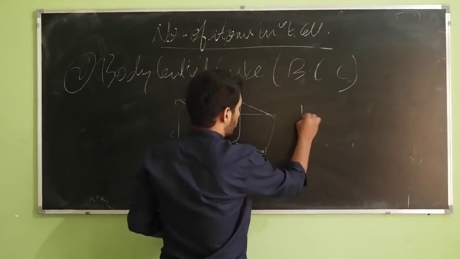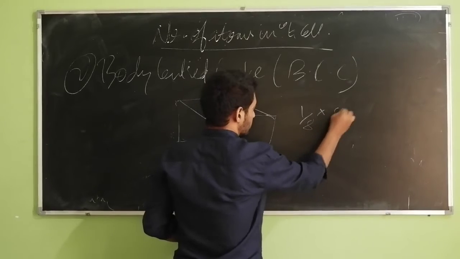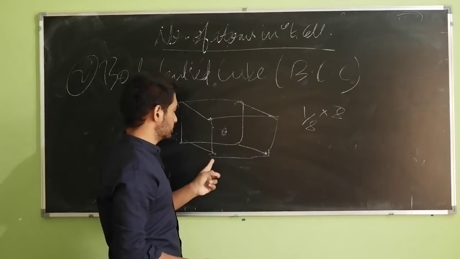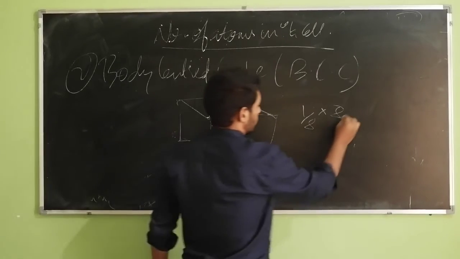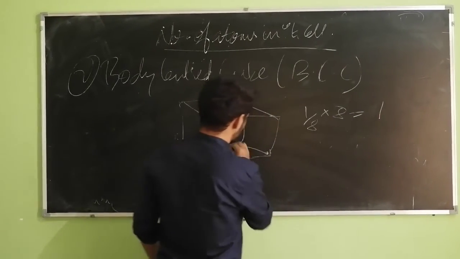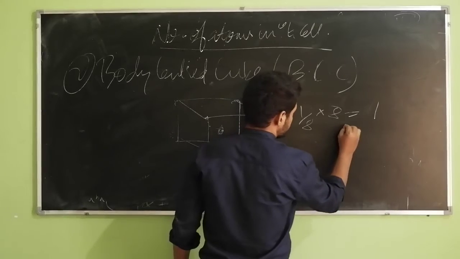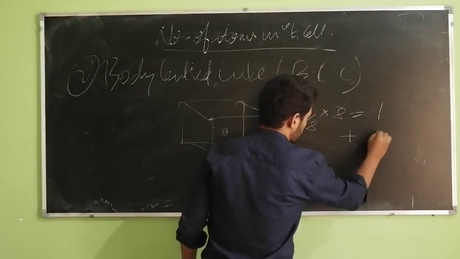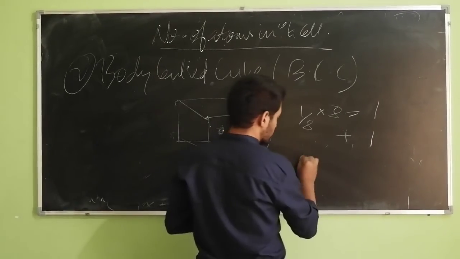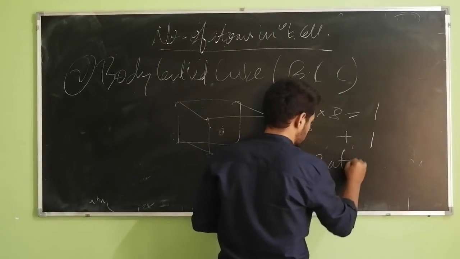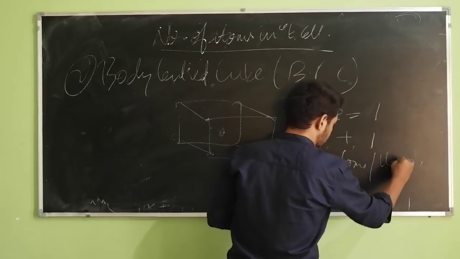So now let's calculate the number of atoms that we have in this unit cell. We have 1/8 into 8. So 8 corners, each atom's contribution is 1/8 to this unit cell, so the total is 1. Plus 1, the atom that is inside the unit cell. So in total we have 2 atoms per unit cell.